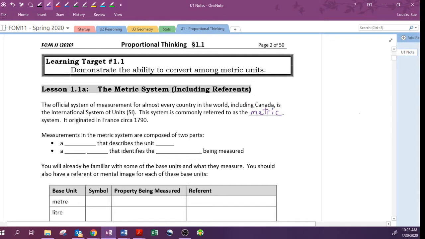The metric system is a system where the measurement units are described in two parts. They're composed of two parts. There's a prefix that describes the unit's size, and there's a base unit that describes the property being measured.